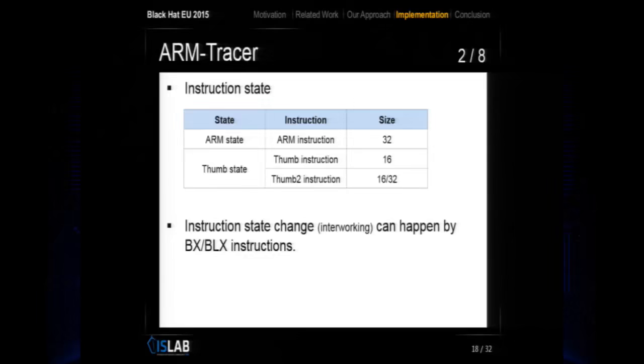As you may know, there are two types of instruction states in ARM architecture, ARM state and Thumb state. They have different instruction sizes. So if we do not set the proper breakpoints according to the states, it will spoil the target context. So we have to be careful of the state change, which is called interworking. Interworking can happen by BX and BLX instructions only.